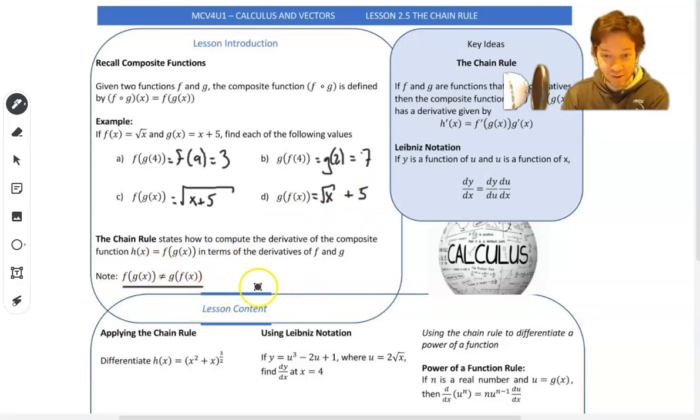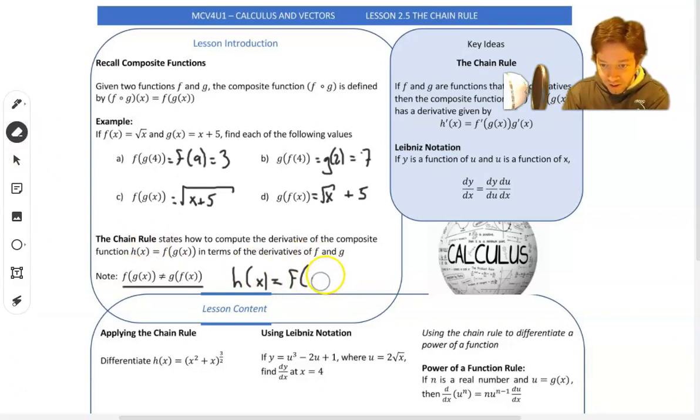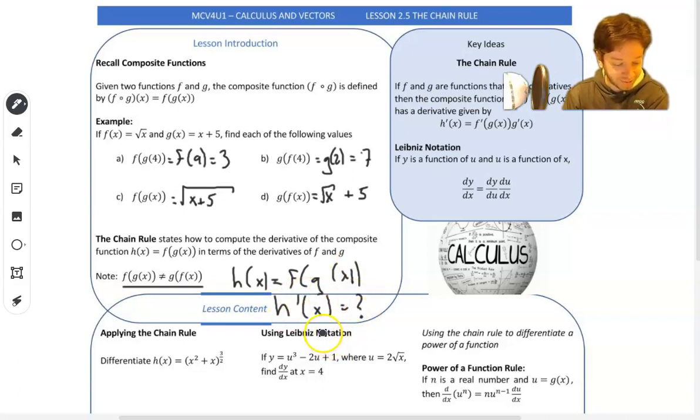But our question is going to be, if we have some composite function, say we have h of x, which equals f of g of x, then what's the derivative of h of x? So that's what we're going to work with.